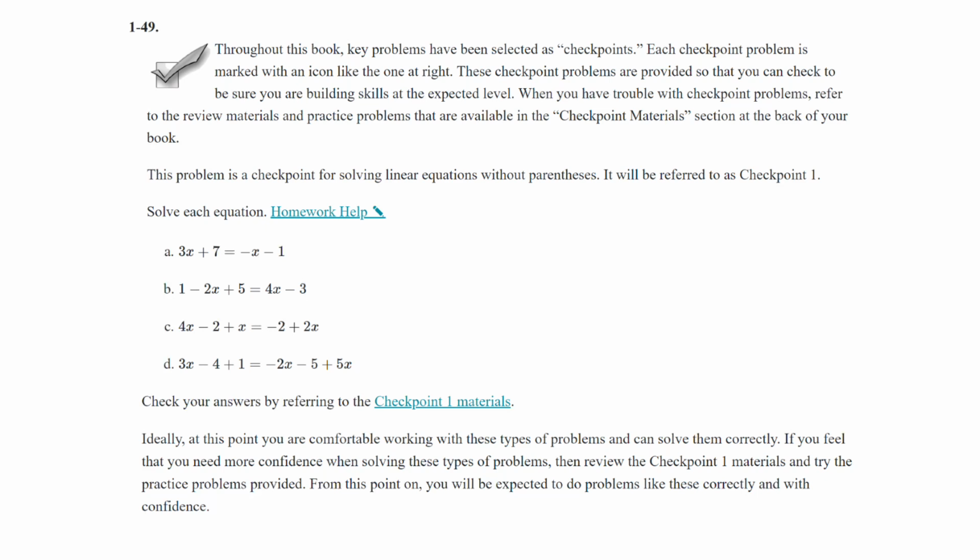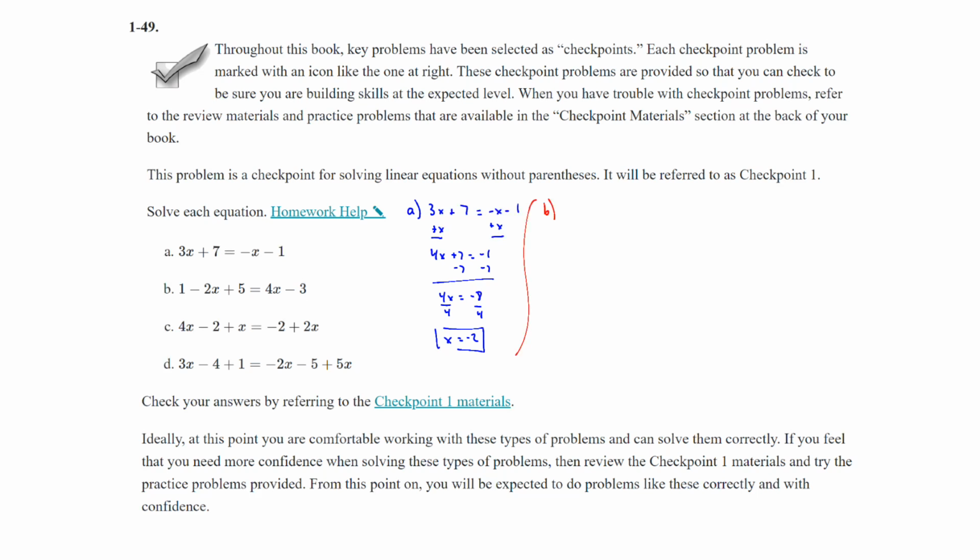So we're going to go through and solve all 4 of these. And we've been working on these throughout the first chapter. So 3x plus 7 is equal to -x minus 1. We want to get the variables on the same side, so we're going to add x. That's 4x plus 7 is equal to -1. Then we want to get the constant on the other side by using inverse operations. So we're going to subtract 7. And then we'll use inverse operations to undo the multiplication by using division and get x equals -2.